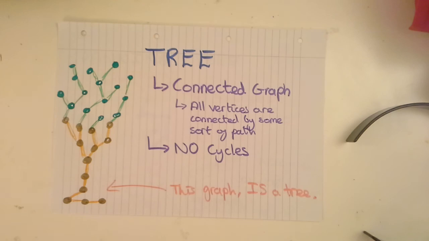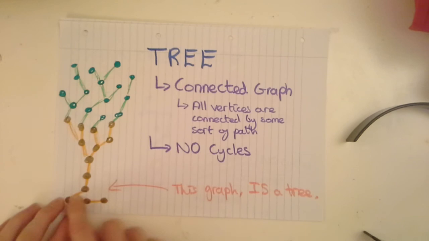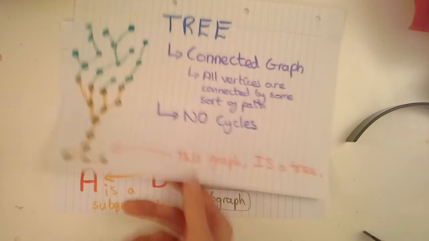This graph is a tree. There's no cycles. There's no way to go from here all the way around to here. You can sort of see what a cycle is. You can probably sort of see just from the picture.